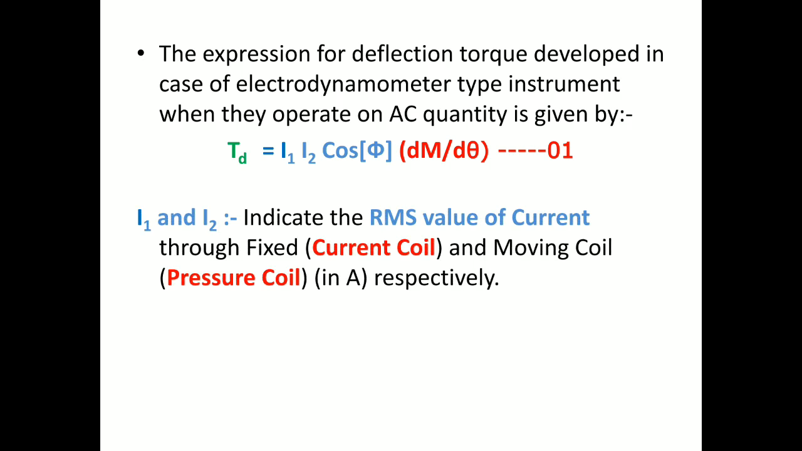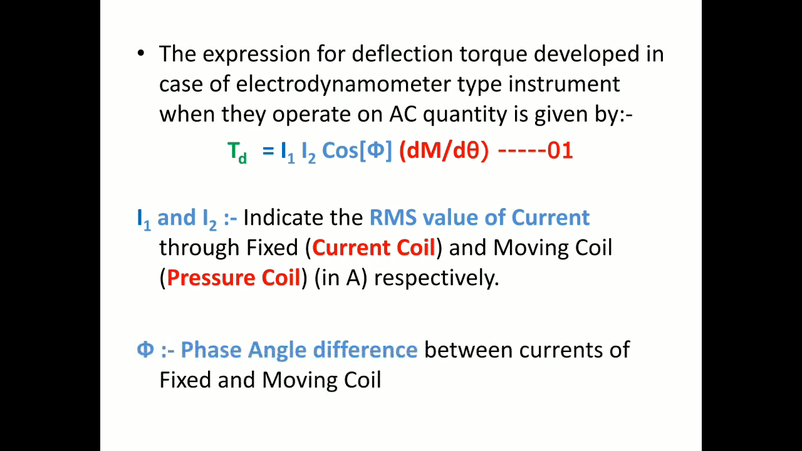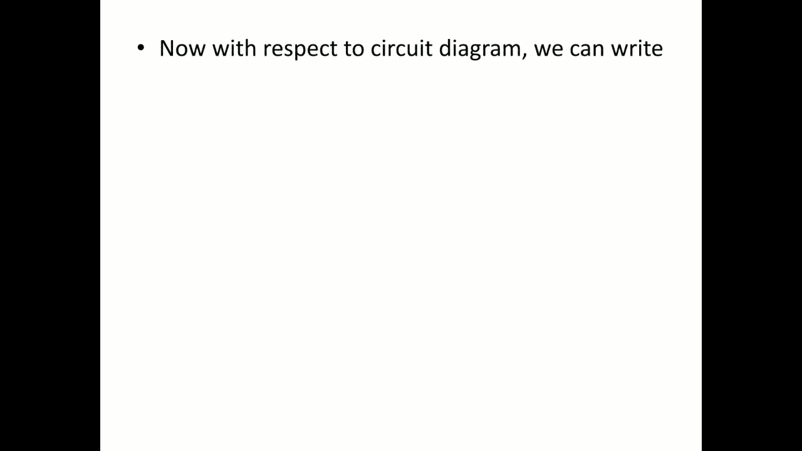In this equation, I1 and I2 indicate the RMS values of current flowing through the fixed coil, which is the current coil, and the moving coil, which is the pressure coil, respectively, in amperes, and cos phi indicates the power factor of that particular circuit. Now with respect to the previous circuit, I1 is nothing but V by Rp, as I already explained, where I1 is the current flowing through the moving coil path of that circuit, and I2 is the current flowing through the load. Let that value of current be I.